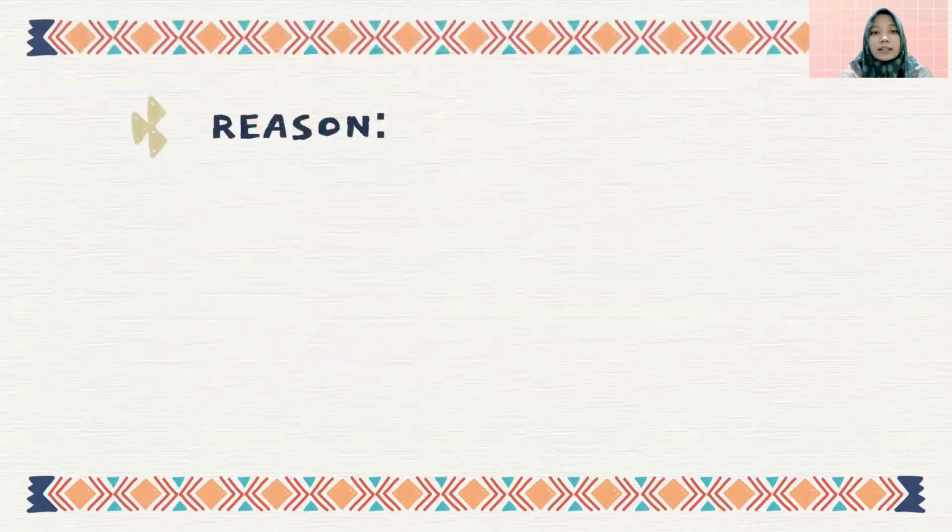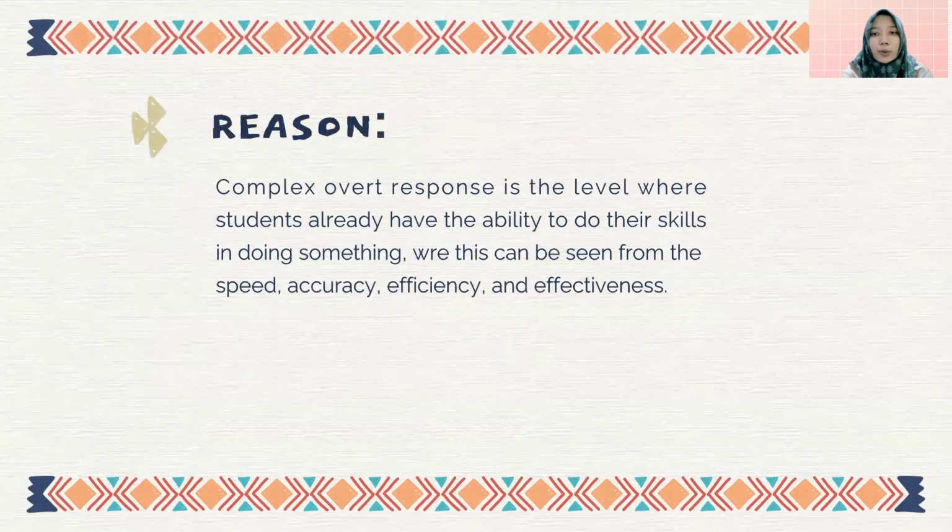The reason, complex overt response is the level where students already have the ability to do their skills in doing something, where this can be seen from the speed, accuracy, efficiency, and effectiveness.